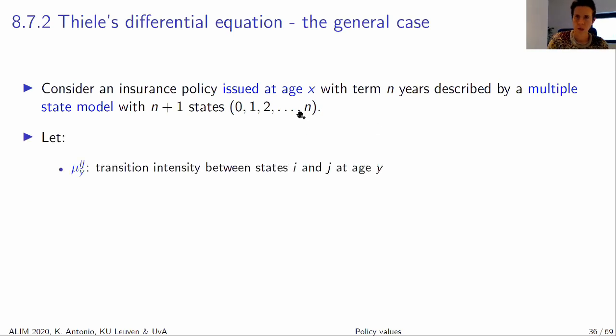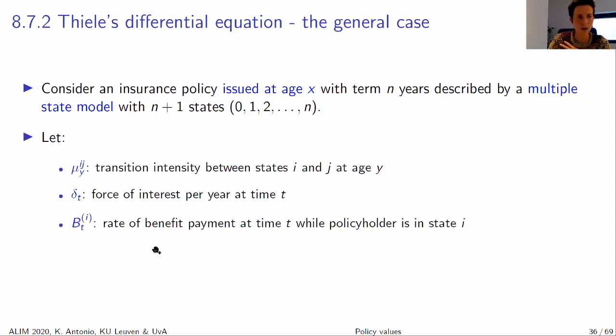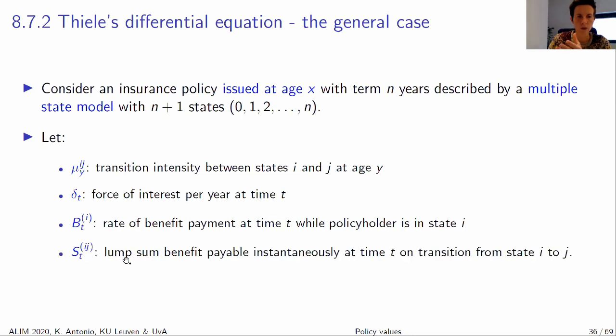What we're going to do is specify the transition intensity from i to j at a certain age. We define delta t as the force of interest. We now assume that this force of interest can change over time, so we index with a t. We've got b_t^i, that's the rate of benefit payment at time t, if the policyholder is in state i. And we've got the lump sum s_t^ij, that is payable instantaneously at time t if I make the transition from i to j. So these are the ingredients that we have to work with.